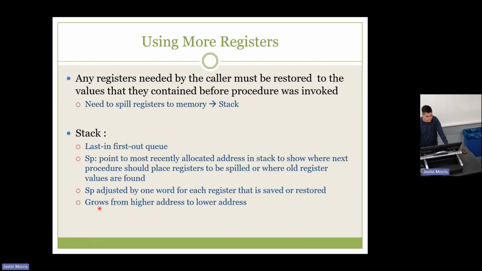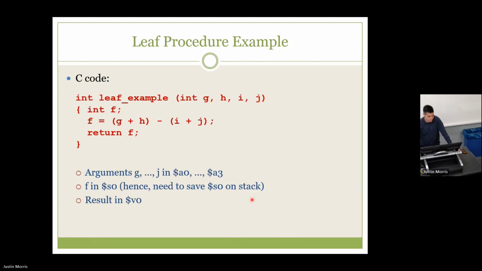And the reason that we decrement to add things is that we grow from higher addresses to lower addresses. So we go up, we don't go down. So here's our example. A leaf procedure is just a procedure that doesn't call another procedure.